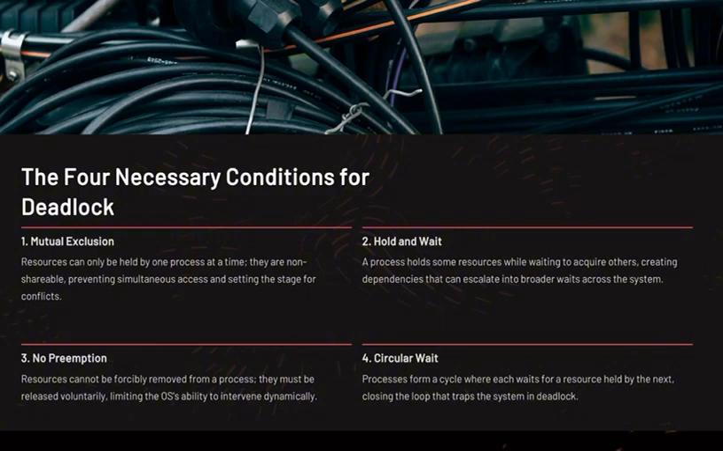Now, fourth one, circular wait. Processes form a cycle where each waits for a resource held by the next, closing the loop that traps the system in deadlock.